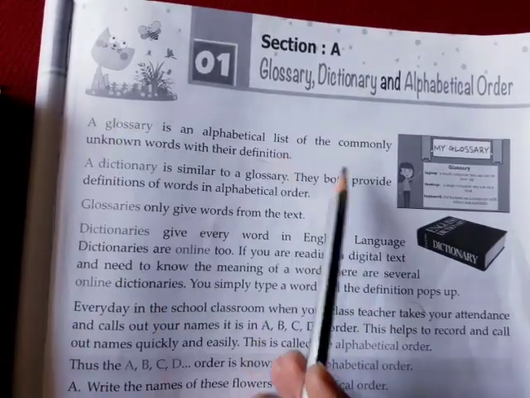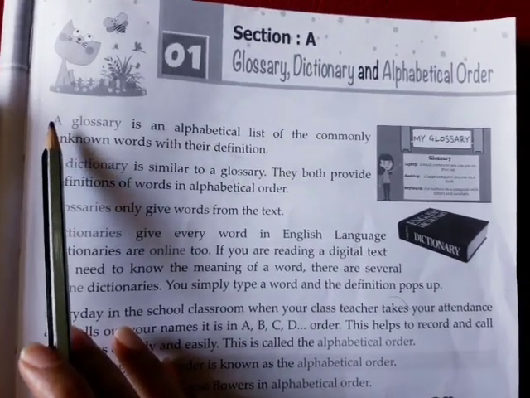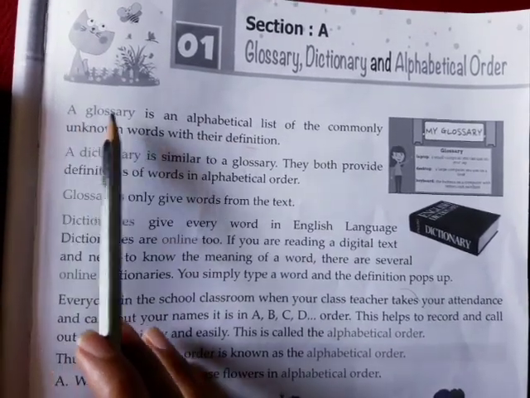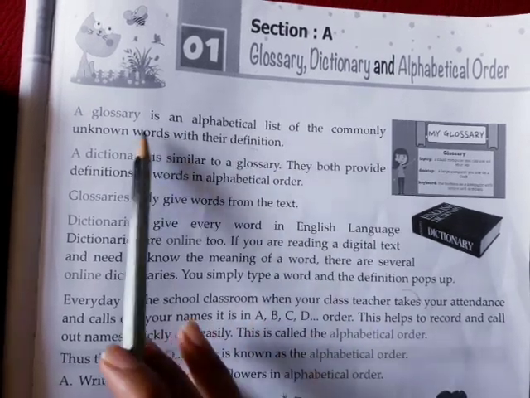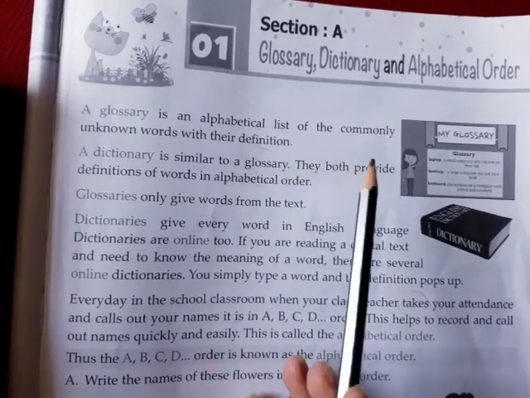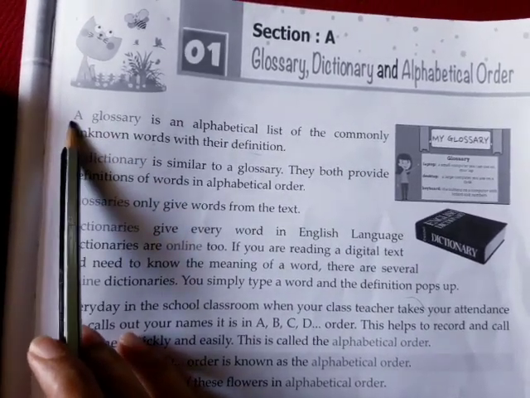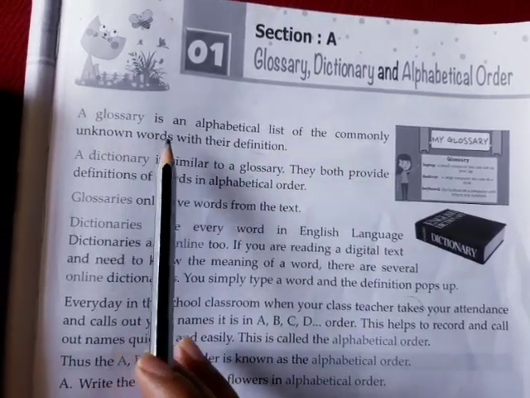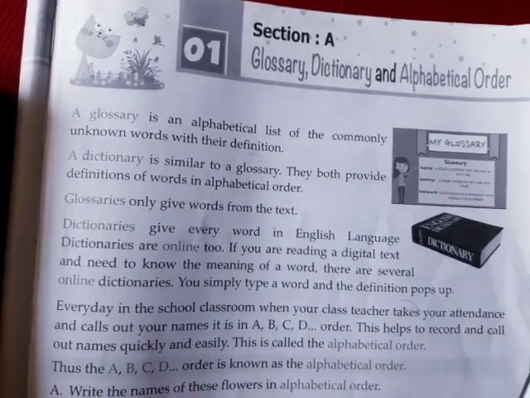So first I'll start with the definition of a glossary. So what is a glossary? Here you see the definition is given. A glossary is an alphabetical list of the commonly unknown words with their definition. Again I am going to read the definition for you. A glossary is an alphabetical list of the commonly unknown words with their definition. So what is a glossary? It is an alphabetical list.